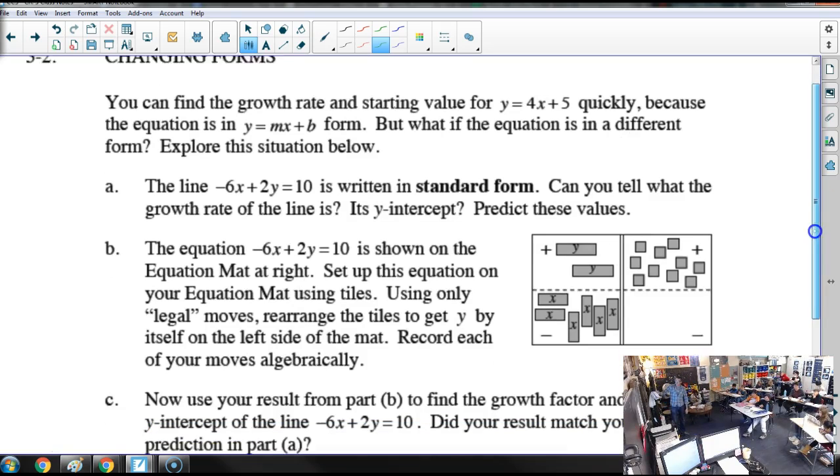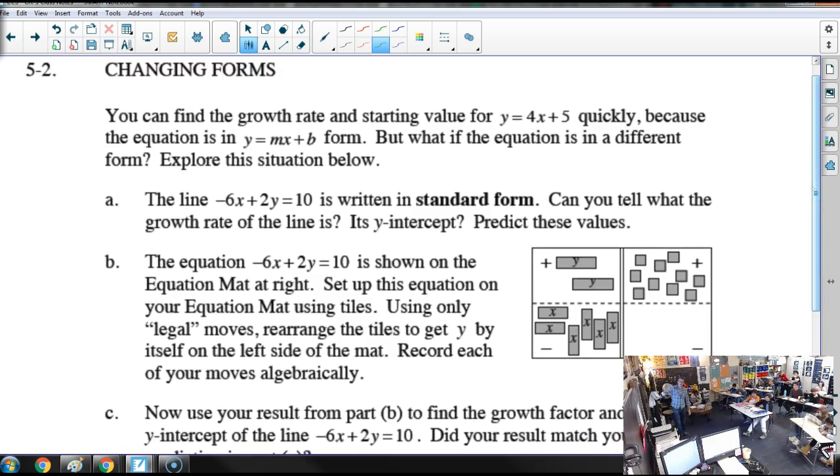Was it good? So on your paper, go ahead and write down 6x plus 2y is... Negative, thank you. Good catch, making sure that you're all awake today.